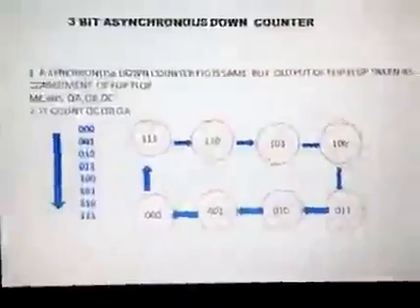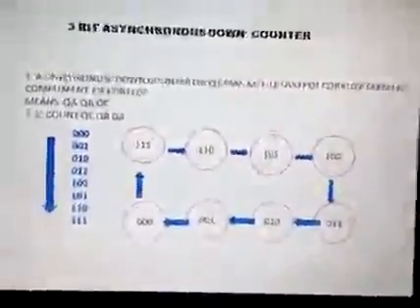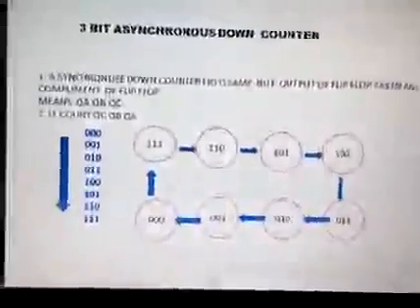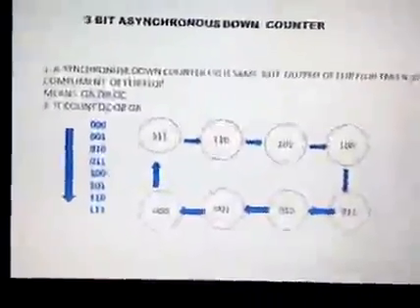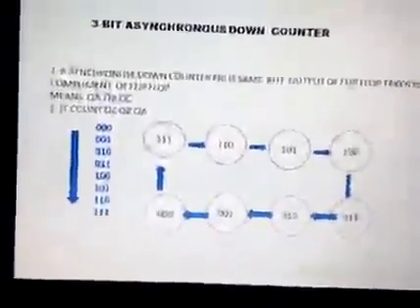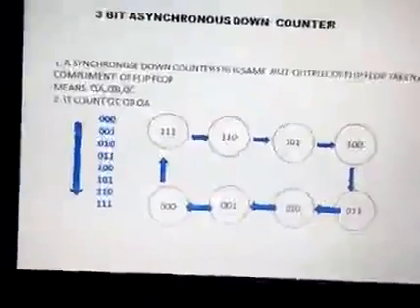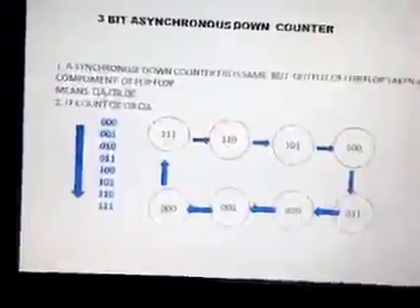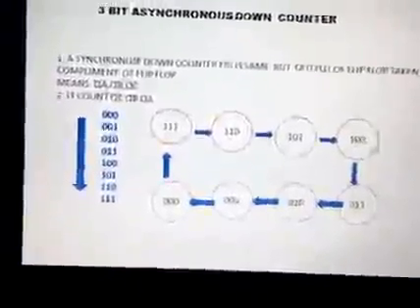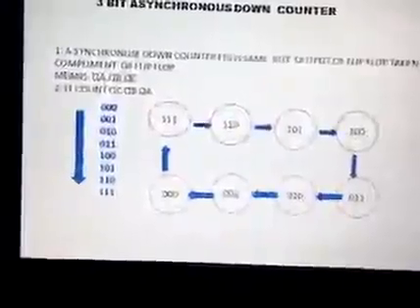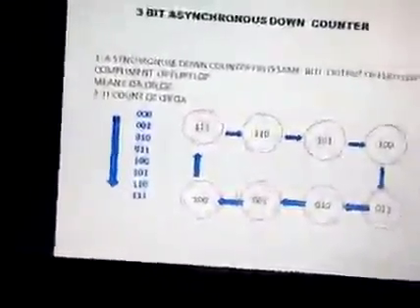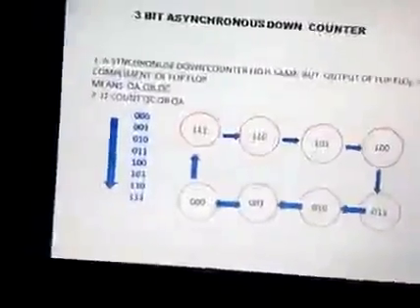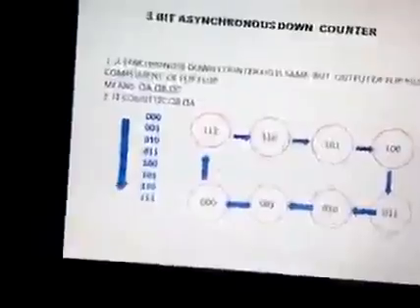This is the state diagram of an asynchronous down counter, which counts a total of 2 to the power 3, meaning 8 maximum possible counts, starting from maximum to minimum. Maximum means 7, which is the binary number 111, then 110, 101, 100, 011, 010, 001 and 000, going from the most significant bit to the least significant bit. Here the most significant bit is 7, the least significant bit is 0.